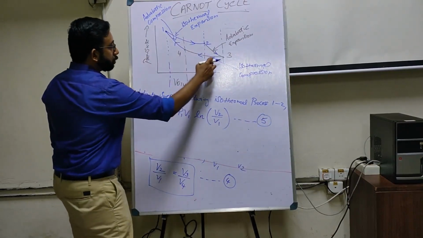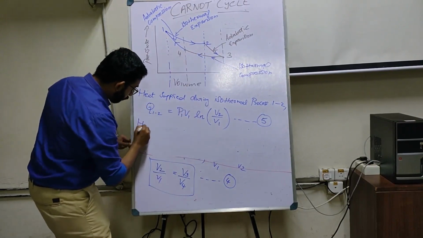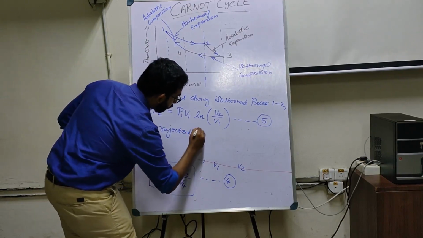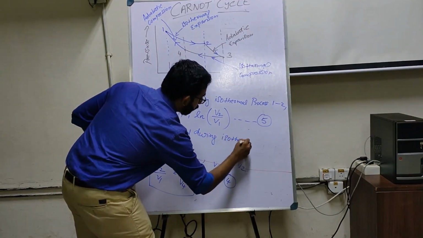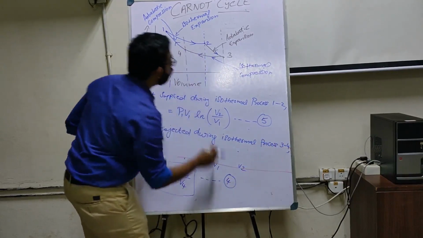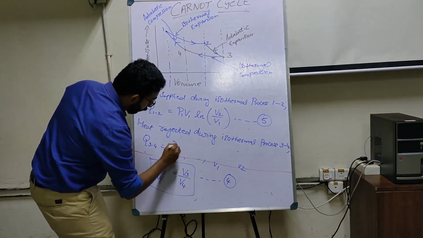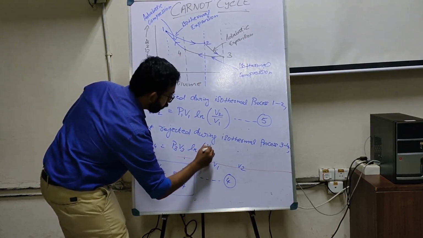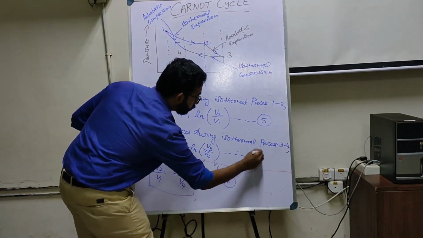And the heat is rejected during the isothermal process 3 to 4. So heat rejected during isothermal process 3 to 4 can be written as Q 3 to 4 is equal to V3 log V3 by V4. That is equation 6.